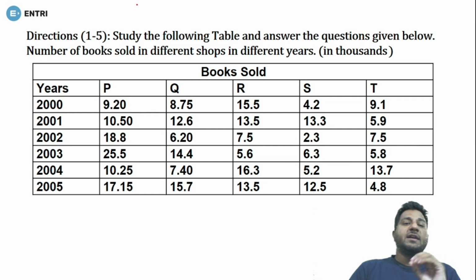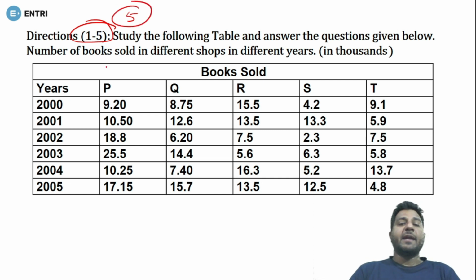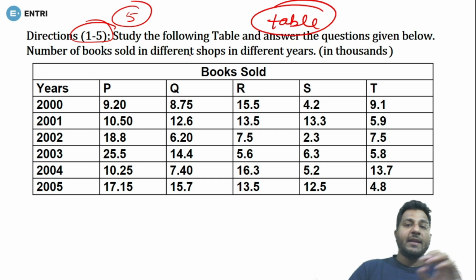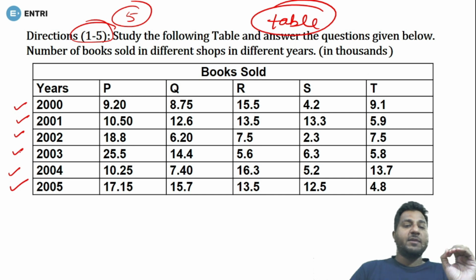The first set is of course the DI set. Look at this. You will be getting 5 questions for DI and it's a table DI, and how you are going to deal with the table DI is an important thing. Look at this. Years. These are the years: 2000, 1, 2, 3, 4, 5. That means 6 years are there. The data has been given for 6 years.